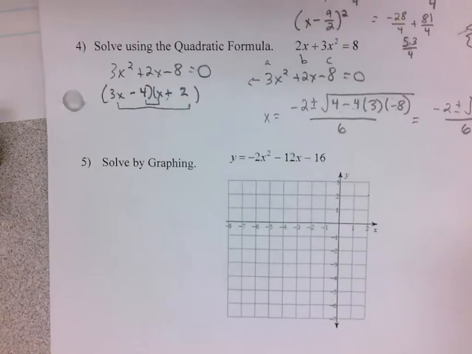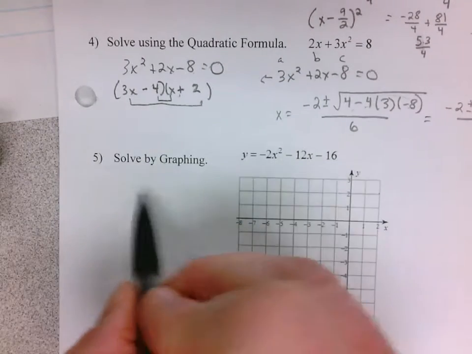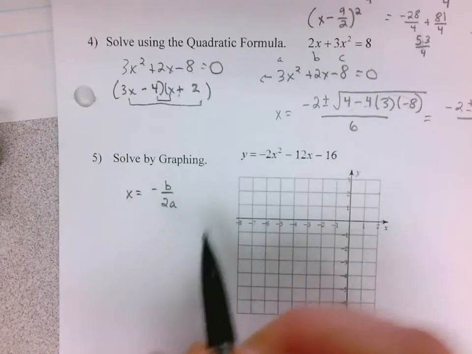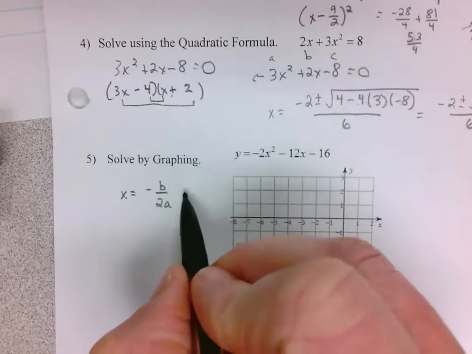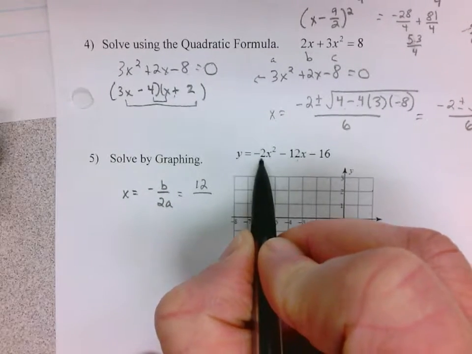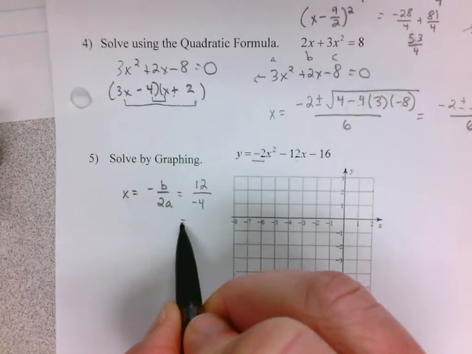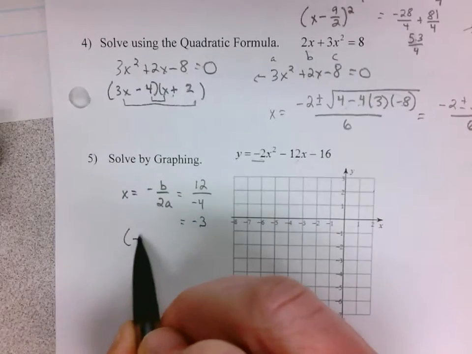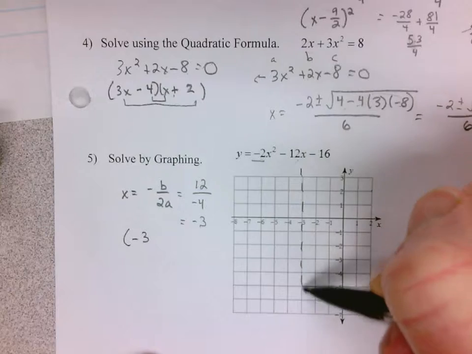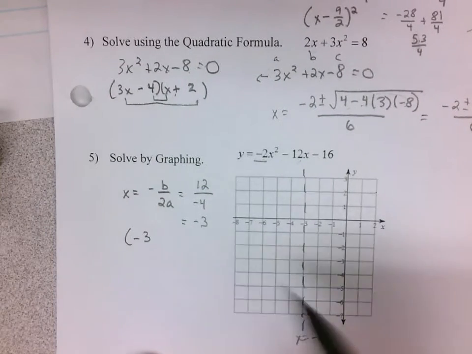Okay, solve by graphing. Several of you struggled with this on the quiz. You first have to graph it. So we need to find the vertex. So opposite of b over 2a, that's going to give me the line of symmetry and the x-coordinate of the vertex. So the opposite of b, 12, over negative 4. a is negative 2. So the x-coordinate of my vertex is negative 3. That also means that the line of symmetry of our parabola will be x equals negative 3.